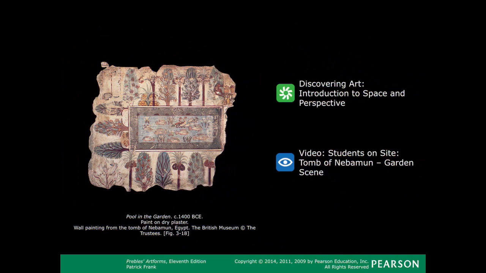And in this work of art here, it's actually ancient Egyptian. Pool in the garden, made in 1400 BCE, paint on dry plaster. You'll notice that when it comes to ancient Egyptian art, a lot of the drawings are rendered very flat. They're even accompanied by an outline when drawings are made or when paintings are made, and if there is a physical line outside of the object, it makes it even more flat.